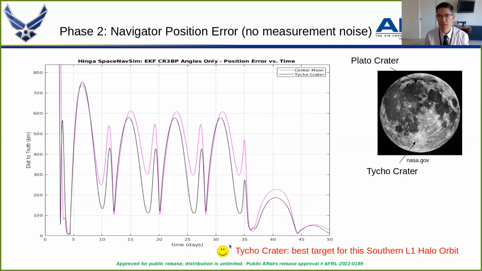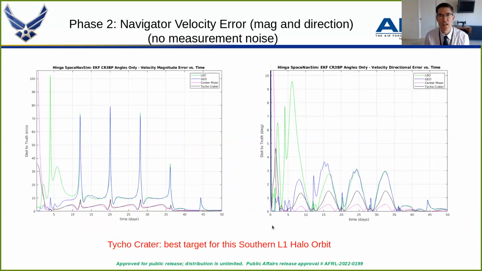We see here we have happiness. Tycho Crater looks like it is the best target based on this result for distance to truth. Here's a picture of the Plato crater and the Tycho Crater, just for convenience. So it looks like the Tycho Crater is best. Okay, next slide. Let's look at the velocity solution, because we don't want to just look at the position.